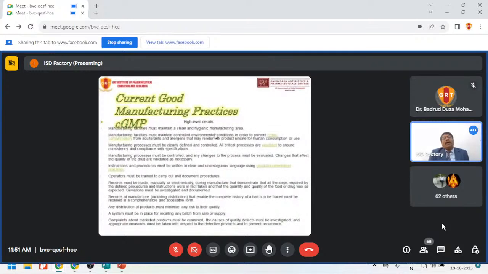Unknown persons cannot enter the other areas. That way we maintain hygiene, cleanliness, safety and efficacy; all these things will be maintained. That is one part. Then coming to this, manufacturing facilities must maintain controlled environmental conditions in order to prevent cross contamination from adulterants and allergens, which may render the product unsafe for human consumption or use.